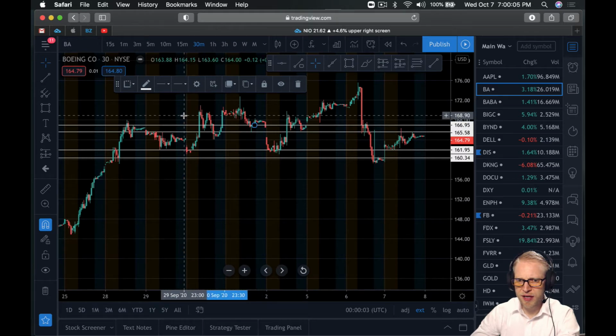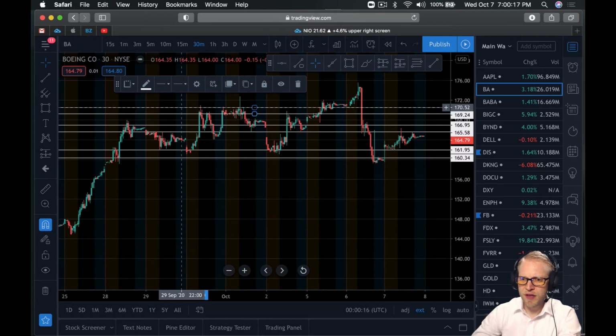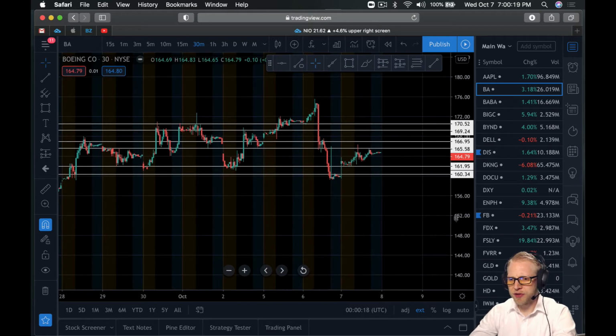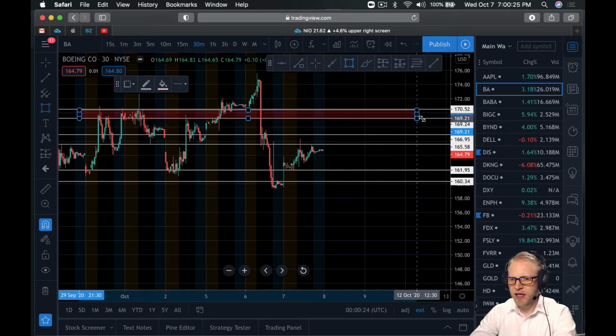And then we have some tops put in here. Okay, and this will give you an understanding of where to put your buys and your sells, and that way you know where to take profit and when to get into the trade. So that's breaking down BA. If you're interested in trading BA, these are the levels I would be paying attention to.